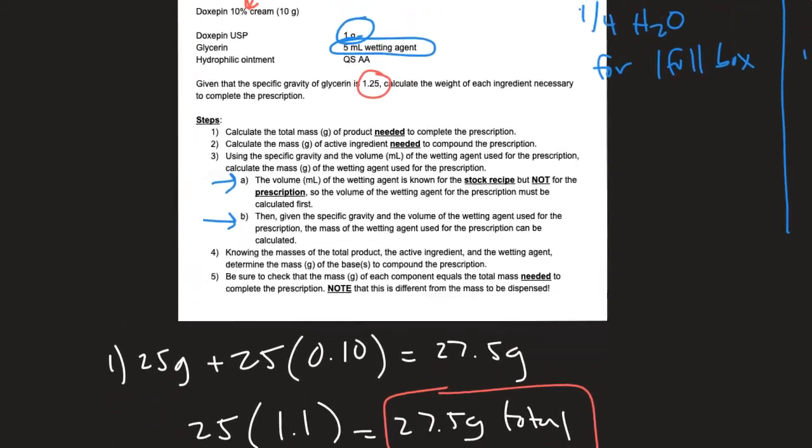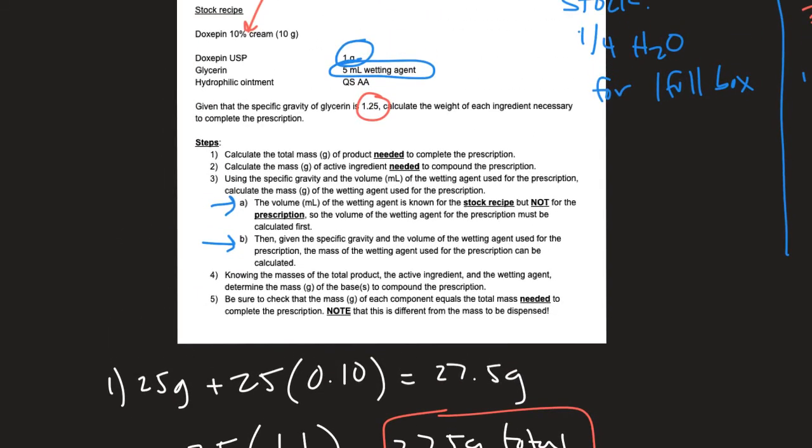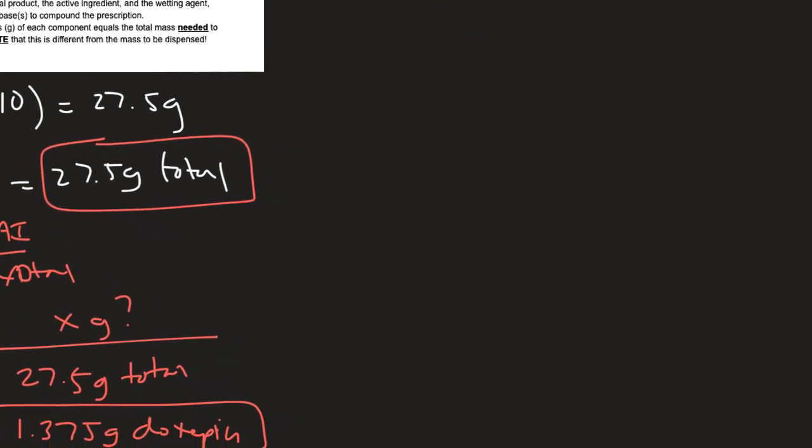So now, number 4, we know the mass of the total product, the active ingredient, and the wetting agent. We can determine the mass of the base. So the only base here is hydrophilic ointment, and it's QSAA. So we need equal parts, basically one of each of hydrophilic ointment.